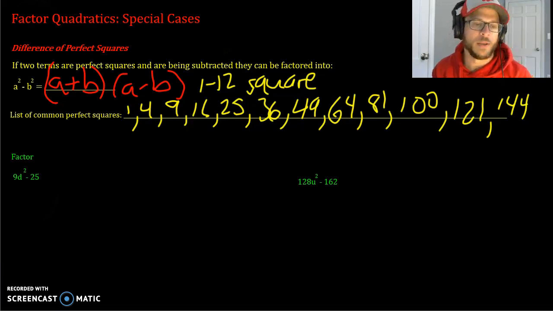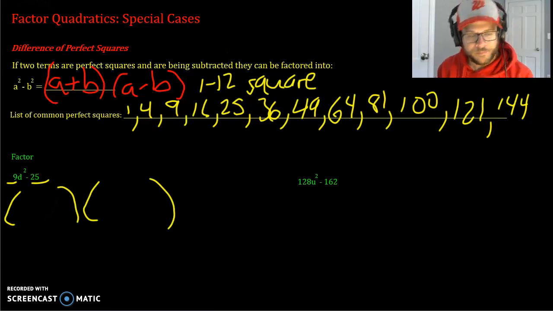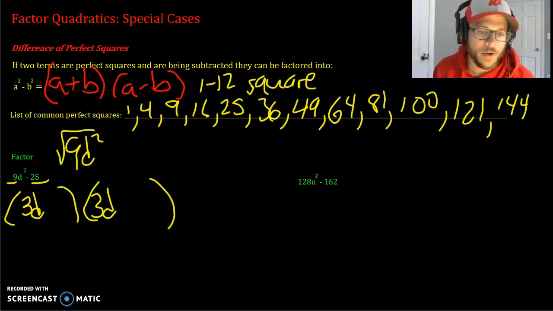So this first example, 9d squared minus 25. Both of these terms are perfect squares because you have a 9d squared. Anything that has an exponent that's an even number is a perfect square, and a 25 by itself is a perfect square. So we're going to end up with two sets of parentheses. If you take the square root of 9d squared, the square root of 9 is 3, and the square root of d squared is just d. So that is going to be your first term in each of your binomials.